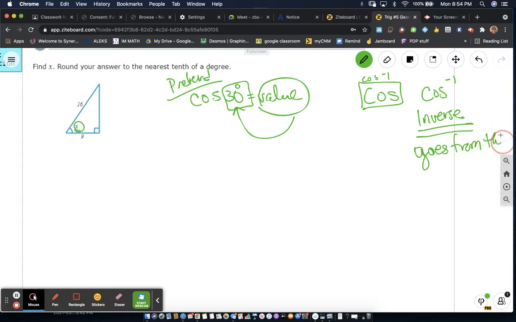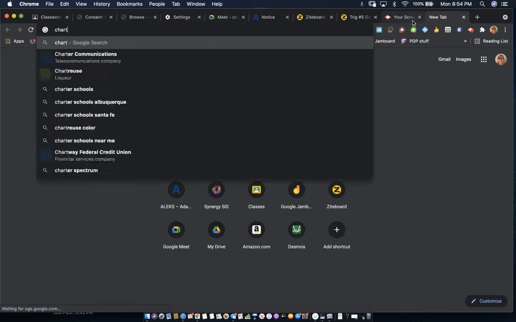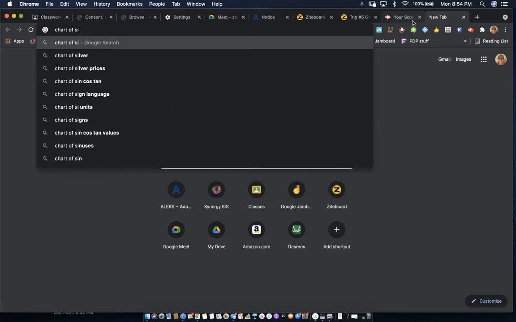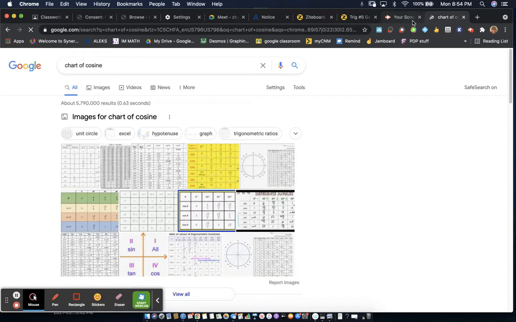It goes from the value to the angle. When I was a kid, you can still find them, there's a chart. I'm going to try to find it just for the fun of it, because we used to have to do this with a chart of sine or a chart of cosine. When I was a kid, this is how we had to find our angles.